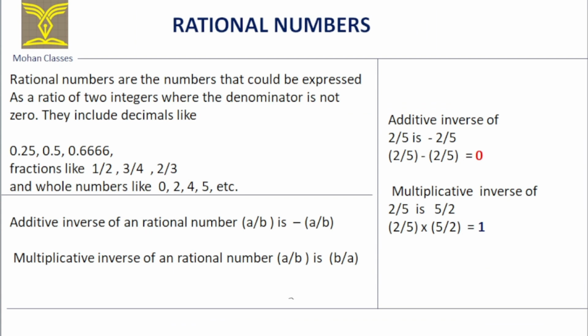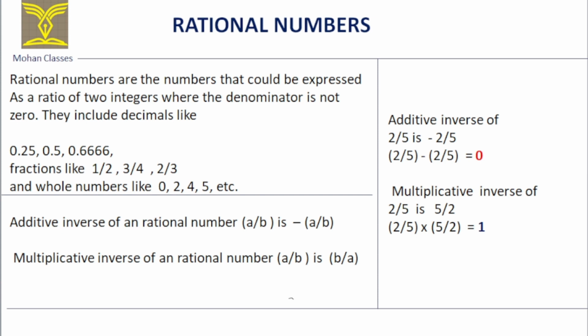Rational numbers are the numbers that could be expressed as a ratio of two integers where the denominator is not 0. They include decimals like 0.25, 0.5, 0.666, fractions like 1 by 2, 3 by 4, 2 by 3, and whole numbers 0, 2, 4, 5, etc. 0 is a rational number. How? 0 divided by any integer, you are going to get 0. So 0 is a rational number.